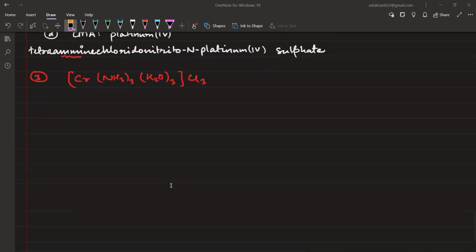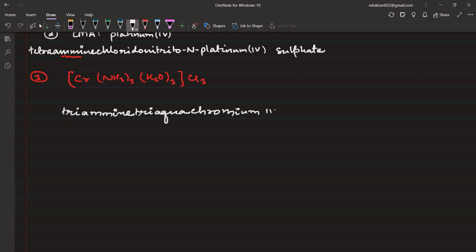The name will be triamine, triaqua, chromium(III) chloride. Don't write trichlorido. In AlCl3 it is aluminium chloride, so it is the counter ion as it is. Triamine, triaqua, chromium 3 chloride. Is this clear?